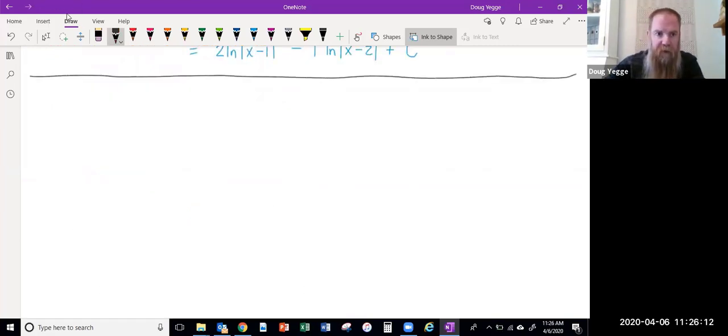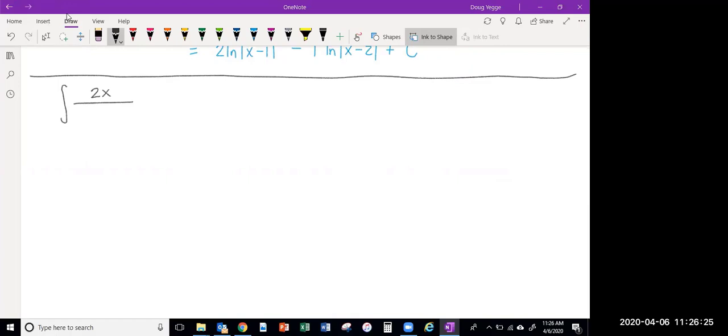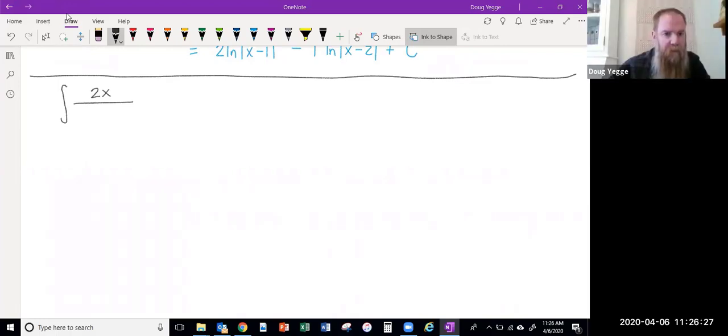All right, so let's integrate 2x over... I'm sorry, I really want a different one. I'm trying to find a better one than this.